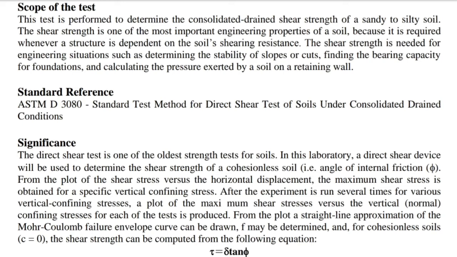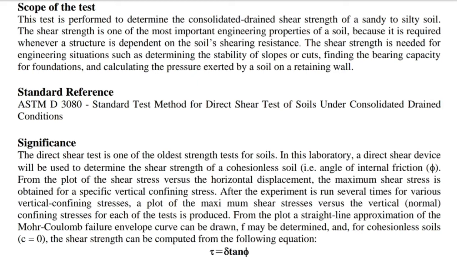The shear strength is needed for engineering situations such as determining the stability of slopes or cuts, finding the bearing capacity for foundations, and calculating the pressure exerted by a soil on a retaining wall. Standard reference: ASTM D3080, Standard test method for direct shear test of soils under consolidated drained conditions. Significance. The direct shear test is one of the oldest strength tests for soils.